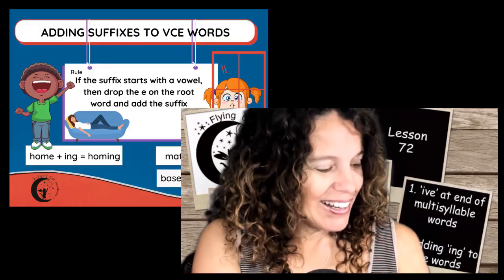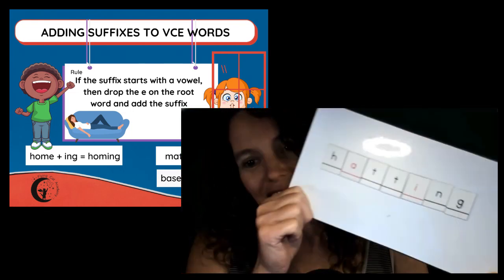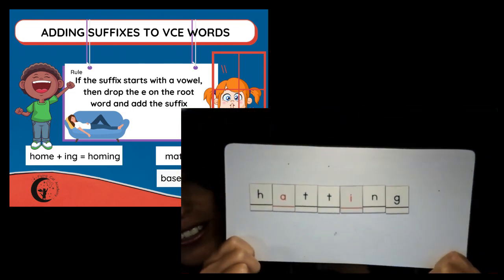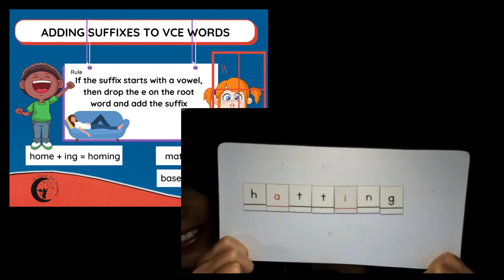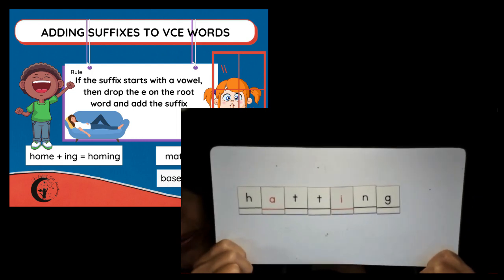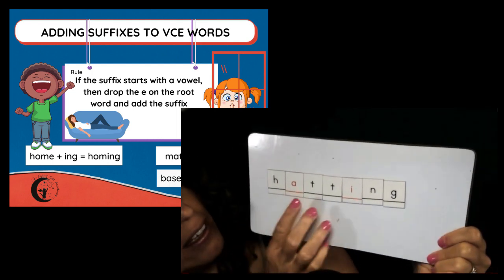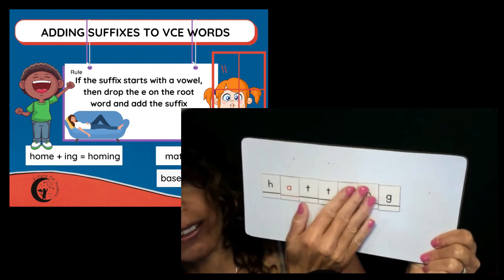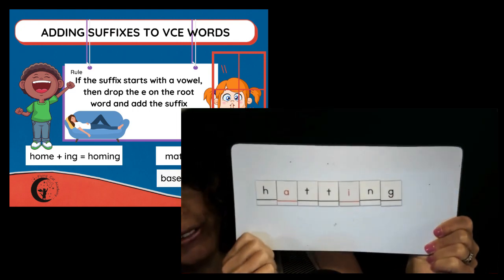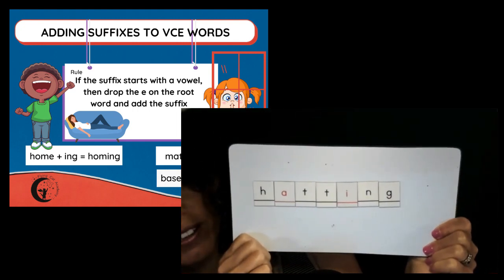Let's do a quick check to see if you understand what we're talking about here. So if I showed you a word like this, the question is this word hatting or hating? Which big spelling rule did we apply in between the base and the suffix that starts with a vowel? Tell your teacher now.